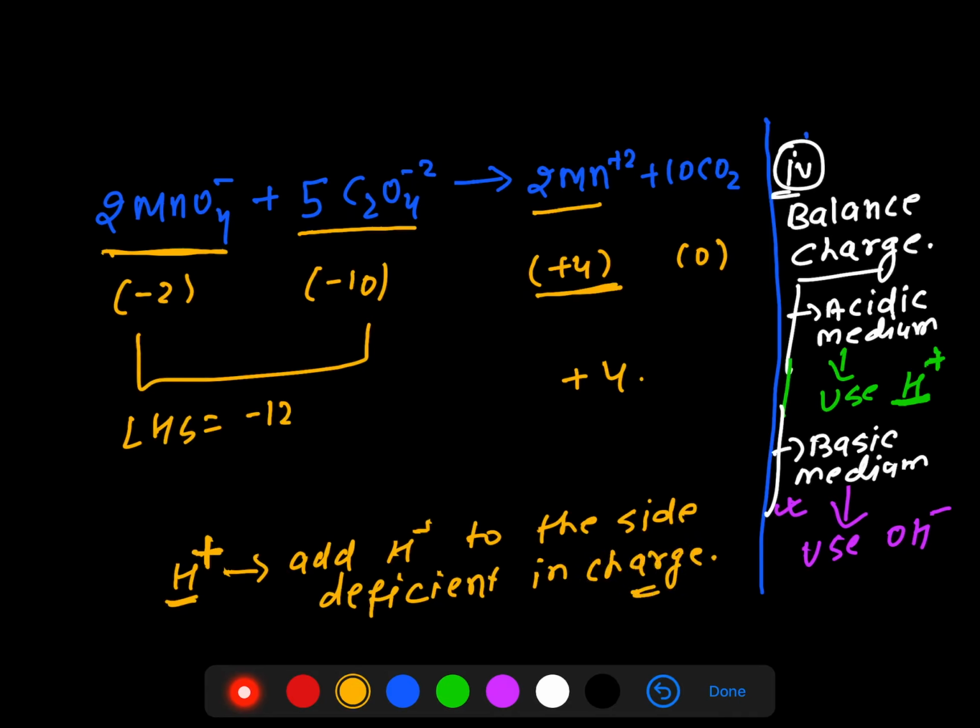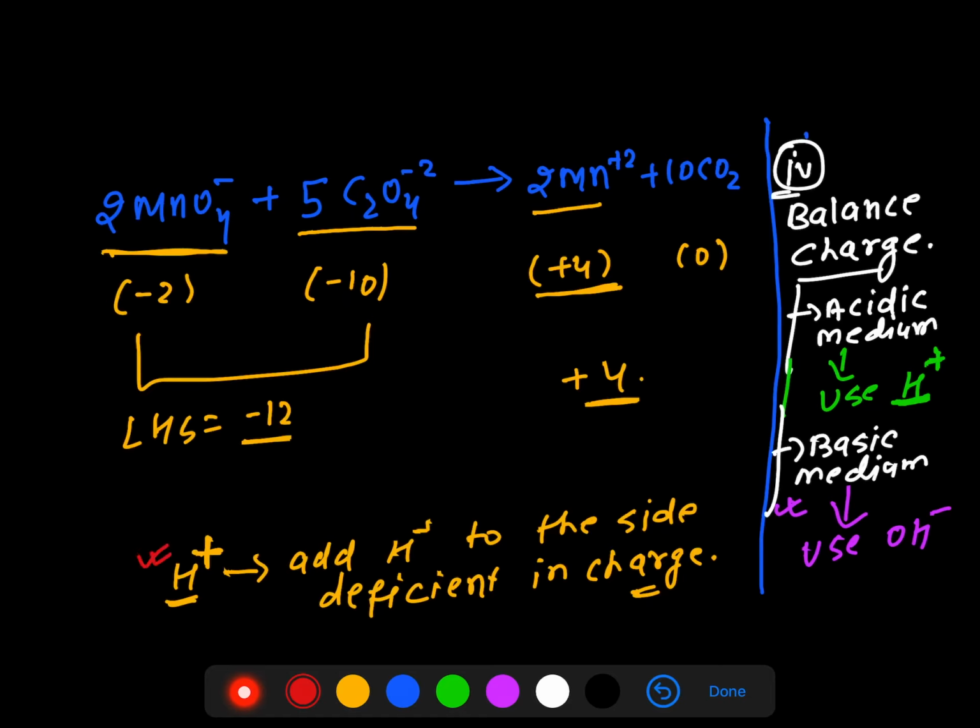Because if you add H+ to the side which already has the excess charge, it will further increase the charge. It's not going to balance the charge, right? For example, +4 charge is there on the RHS and -12 charge is there on the LHS. So even if you add 1 H+ on the right hand side, it will become +5. It's not going to balance, right?